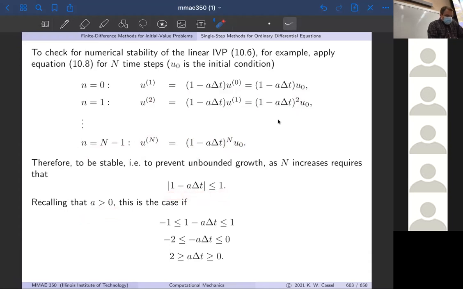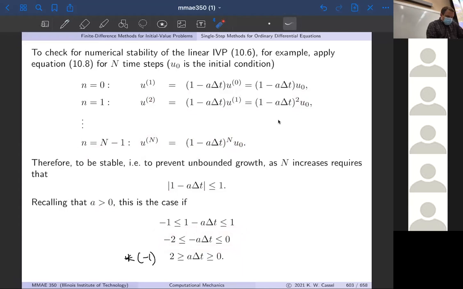So if the absolute value of 1 minus a delta t is less than or equal to 1, that means that 1 minus a delta t has to be between minus 1 and 1. So I do that to get rid of the absolute value. And then I have a 1 here, a 1 here, and a 1 here. So if I subtract 1 from all three, then I have minus 2 is less than or equal to minus a delta t is less than or equal to 0. And then finally, I look at this and I say, oh, I got lots of negative signs. Let me multiply by negative 1.